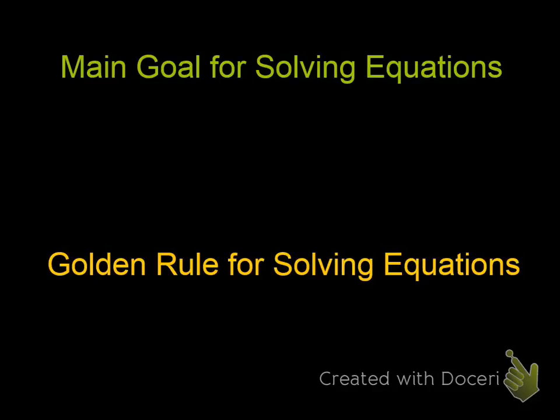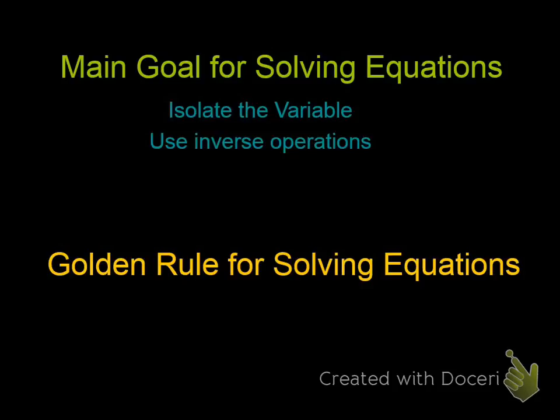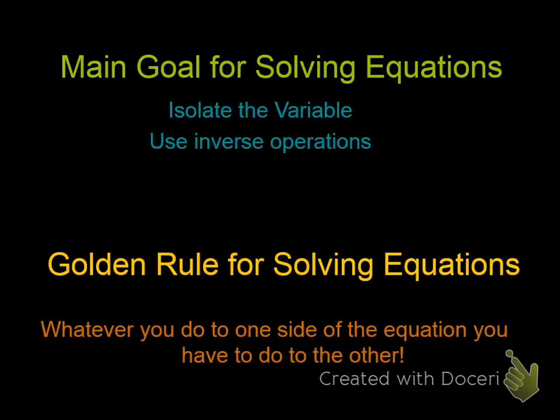We're going to review the main goal for solving equations. 1 is isolate the variable, and 2 is use inverse operations. The golden rule for solving equations is whatever you do to one side of the equation, you have to do to the other.